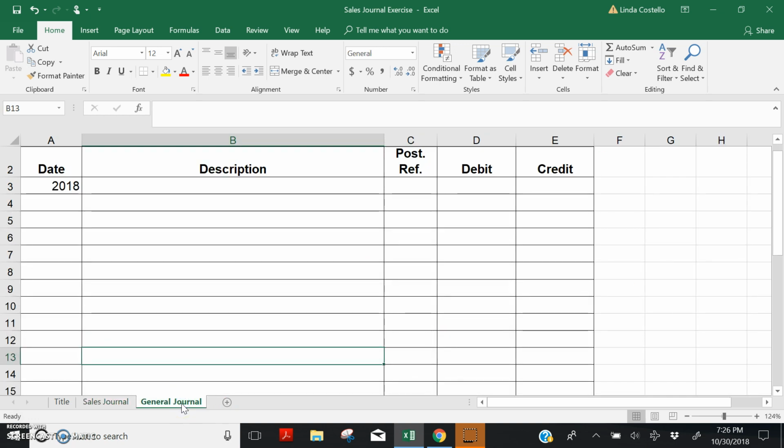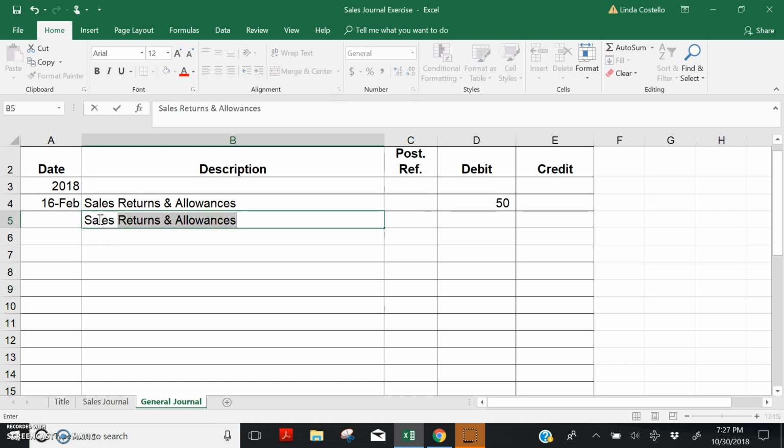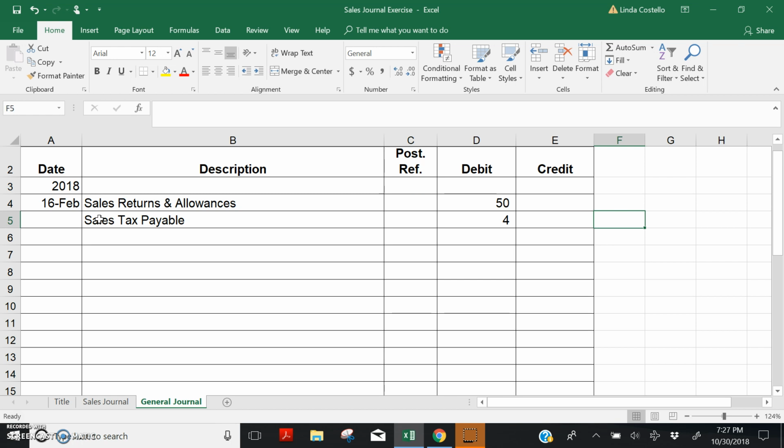Turning to the general journal, we can record this business transaction as follows. Date, February 16th. Sales returns and allowances. Debit, $50. We'll skip the posting reference for now. Sales tax payable. Debit, $4. Accounts receivable. Credit, $54.